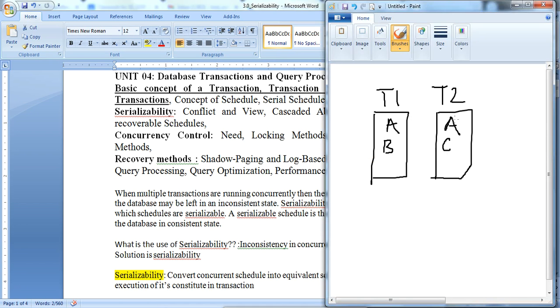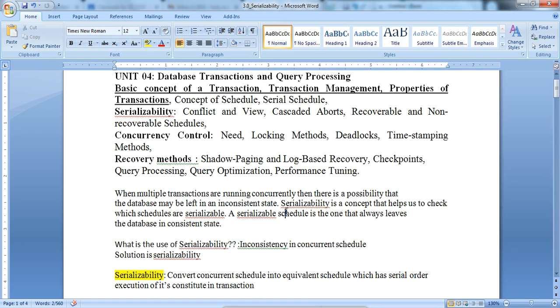They execute concurrently. It may be like this: T1 accesses A, then T2 accesses A, then T1 accesses B, then T2 accesses C. This is a concurrent process. That's why serializability is a concept that helps us check which schedules are serializable. A serializable schedule is one that always leaves the database in a consistent state.